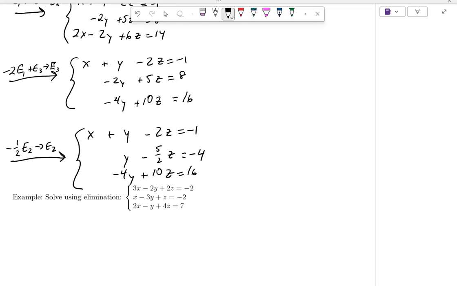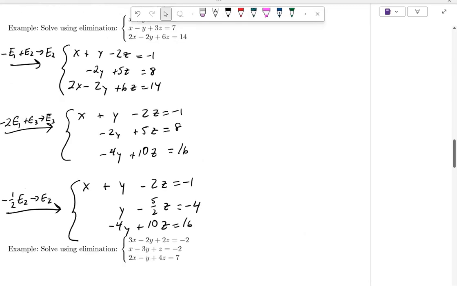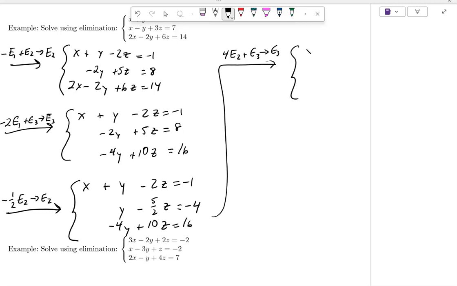Okay, so again, let's think about what we've done so far. Get a 1, get zeros. Get a 1, next step is to get 0, right? What do I need to multiply the second equation by to get that 0 in the y spot in the third equation? 4. Good. We'll do 4 times equation 2 plus equation 3. Replace equation 3. Doesn't change the first equation. Doesn't change the second equation.